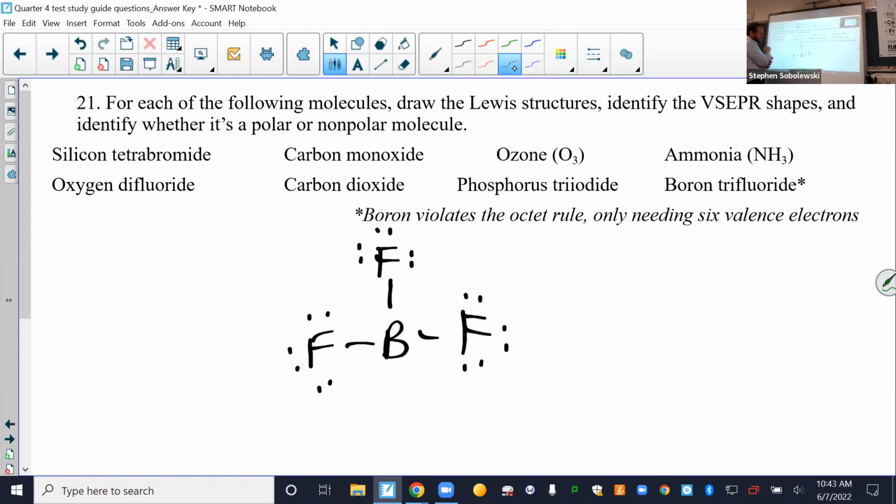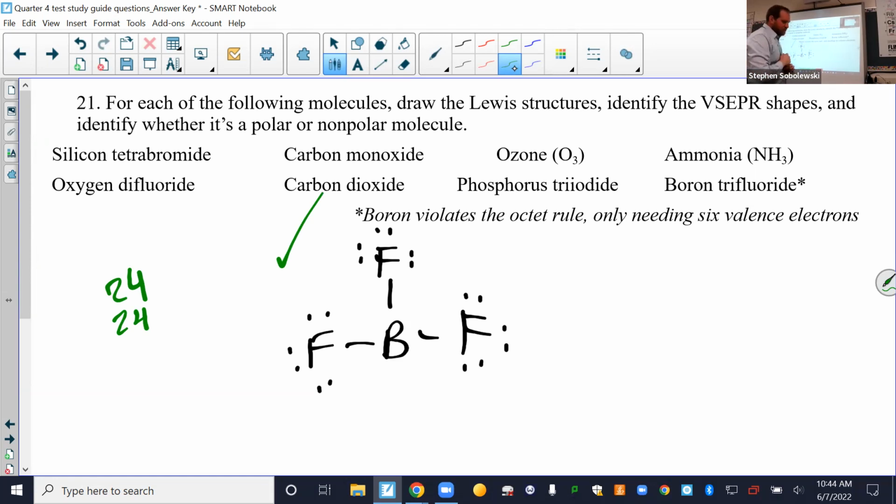Let's check if this is correct. So boron has 3 valence electrons, much like aluminum below it. 3 fluorines is 7, 7, 7. That's 24. I guess I'm going out of order here. So 24 is the BF3. Now let's add up my electrons. 2, 4, 6, 8, 10, 12, 14, 16, 18, 20, 22, 24. So notice we're good. So BF3 looks like that.